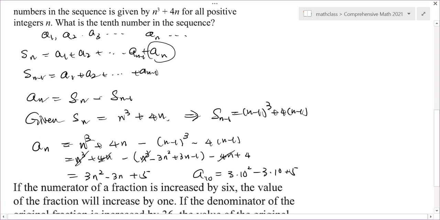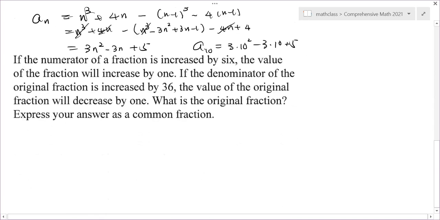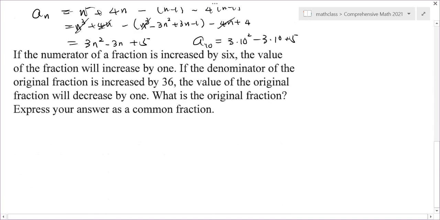All right, so the next one, I only copied it because the problem is too complicated and I don't want to waste time writing. If the numerator of a fraction is increased by 6, the value of the fraction will increase by 1. If the denominator of the original fraction, not the resulting fraction, is increased by 36, then the value of the original fraction will be decreased by 1. So what is the original fraction?